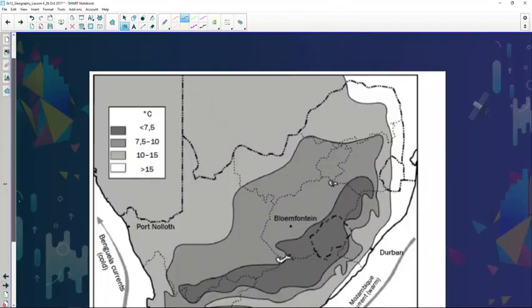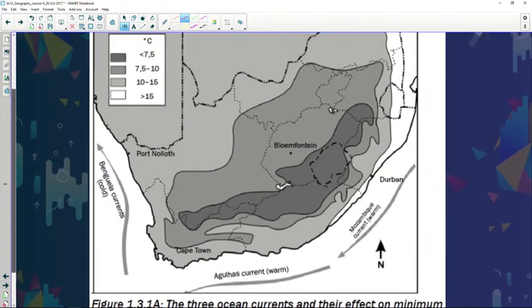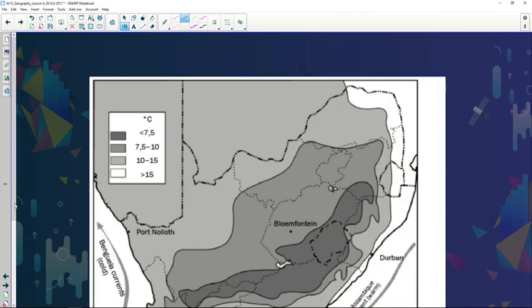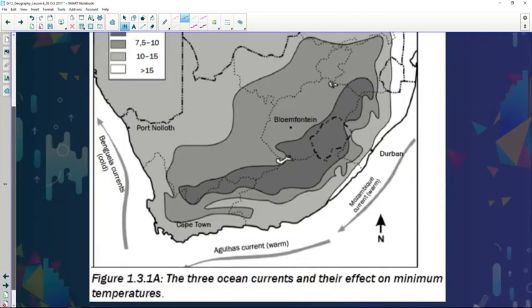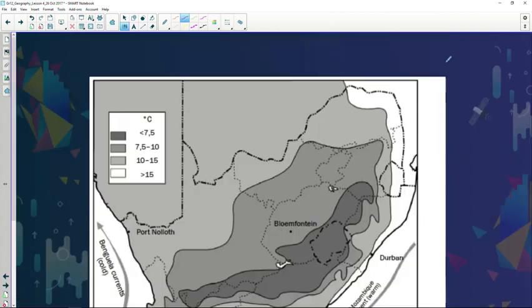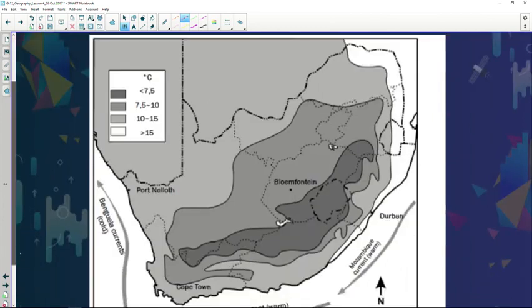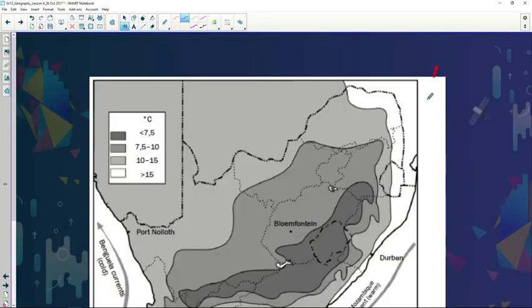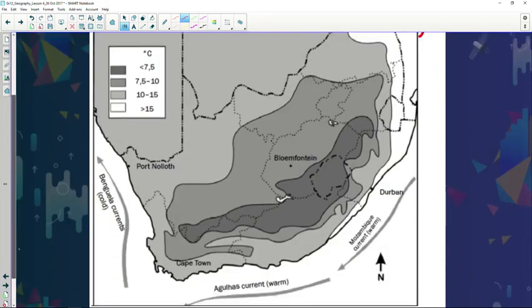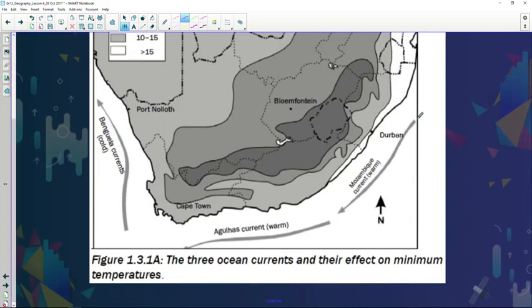Now, if we look at our next slide, showing a map of Southern Africa, you can see, first of all, the east coast of Southern Africa. Let me just try and correct this. The east coast of Southern Africa is being washed by a warm Mozambican current, as you can see over here.